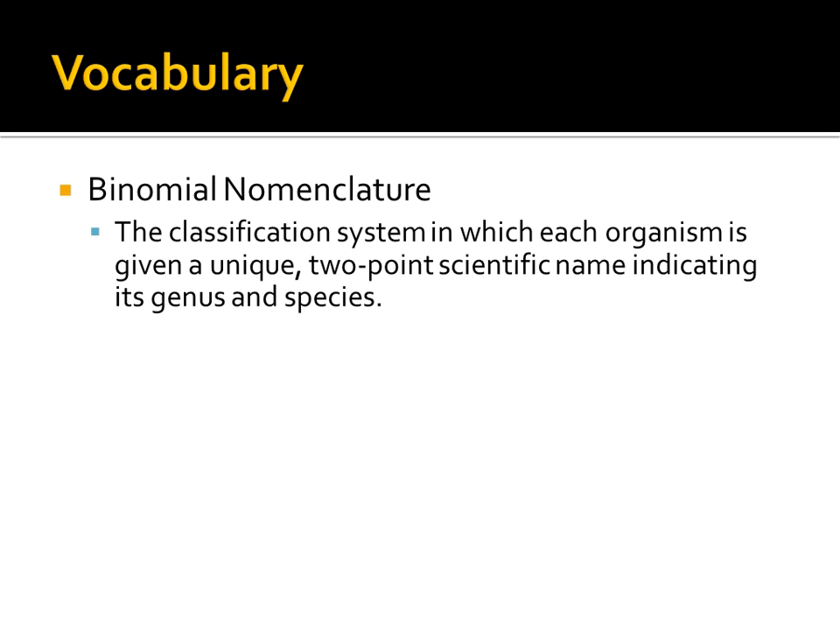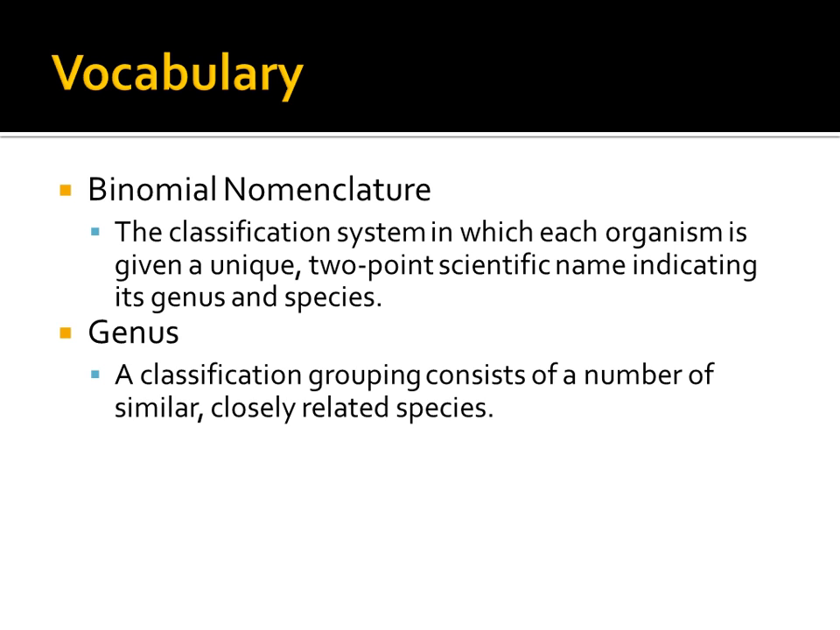And then we have what's called binomial nomenclature. This is the classification system in which each organism is given a unique two-part scientific name indicating its genus and species. Binomial, the bi part, means two. Nomial means names. Two names, naming system. That's what nomenclature stands for, naming system. So it's a very nice complicated word that basically says it has two names.